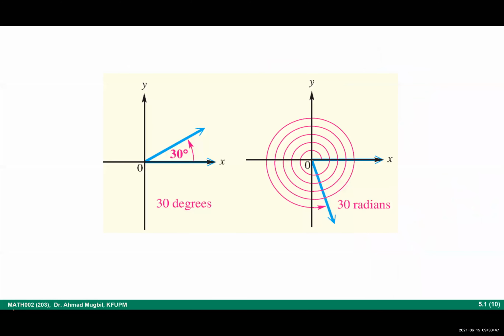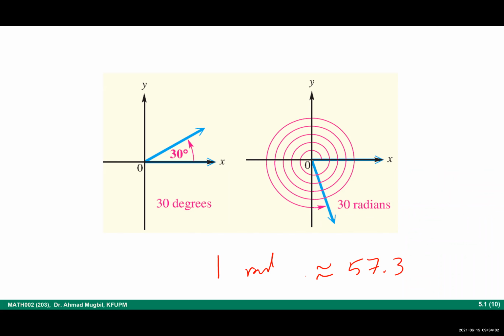Look here at this amazing example. This is, ya shabab, 30 degrees. But look at 30 radians. Because you know that one radian is approximately 57.3 degrees, so how many rotations do we have? This is a very, very big angle when it is in radians.